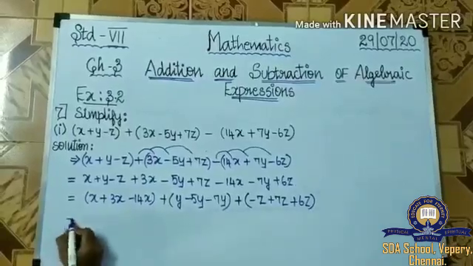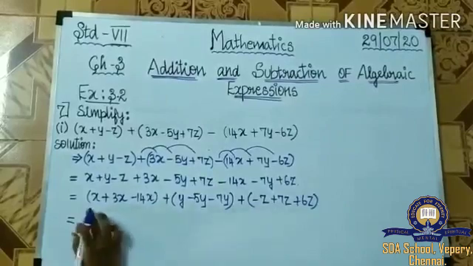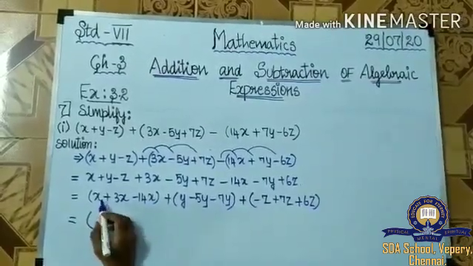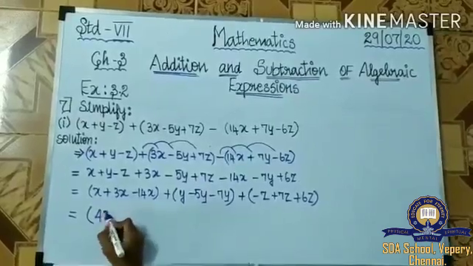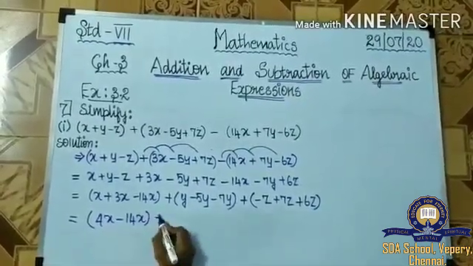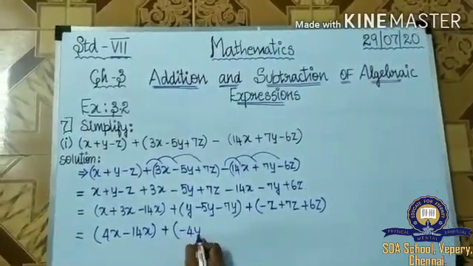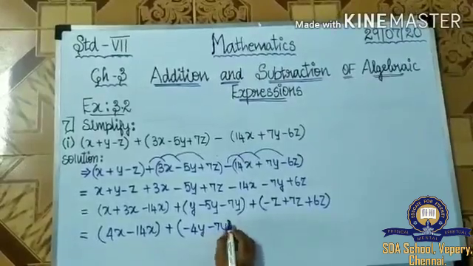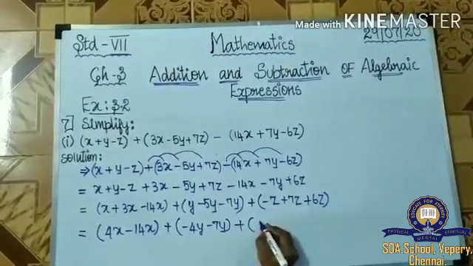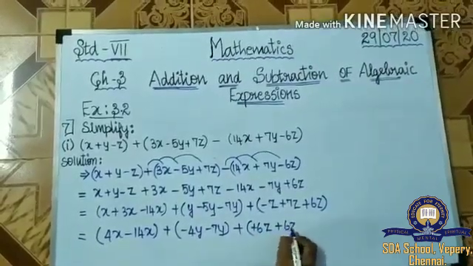Okay. The next step is we are going to add the terms. So first is this term. We will move on to x terms. So x plus 3x means 4x minus 14x plus y minus 5y means minus 4y minus 7y plus minus z plus 7z means plus 6z plus 6z.